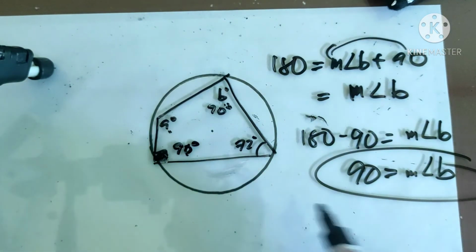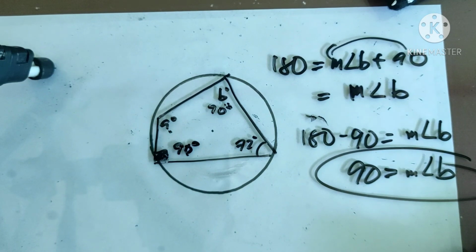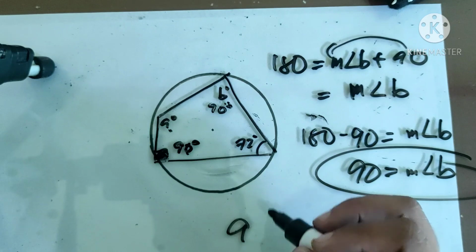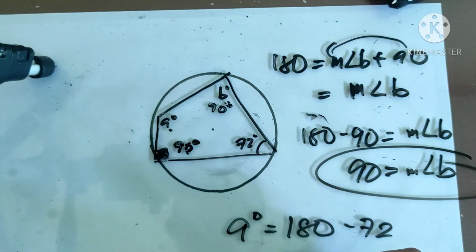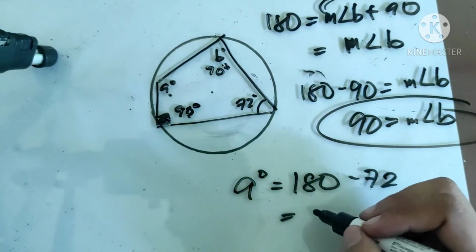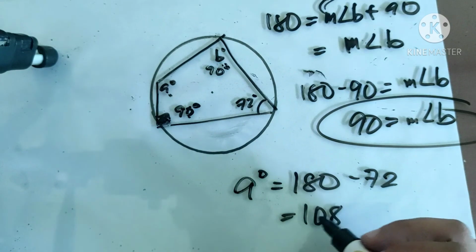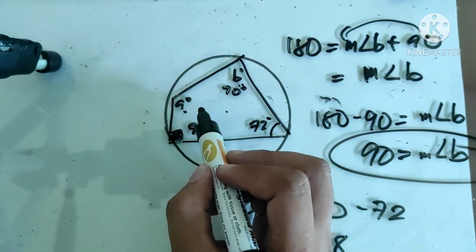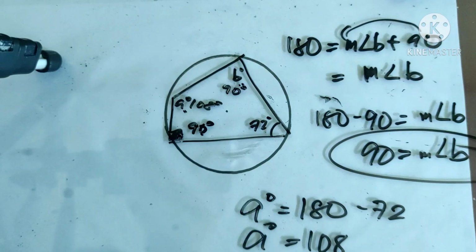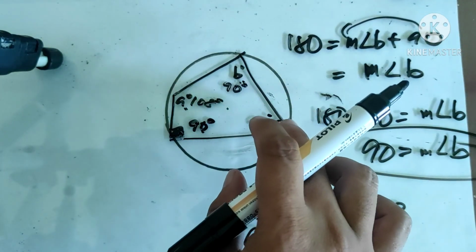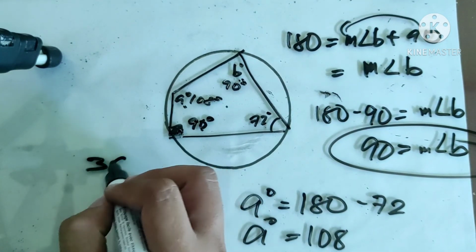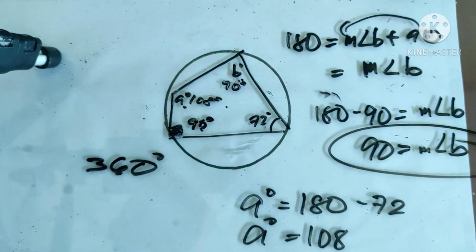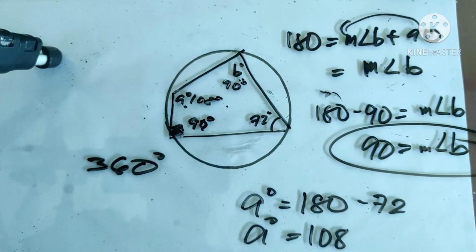And then, ito naman, 72, supplementary angle niya, si angle A. So, automatic, diretso na. Angle A is equal to 180 minus 72. That comes, total niya is 108. So, meaning, si angle A mo is 108 degrees. All in all dito, isuma mo or i-add mo silang lahat, you will come up with 360 degrees. So, that is our inscribed quadrilateral theorem.